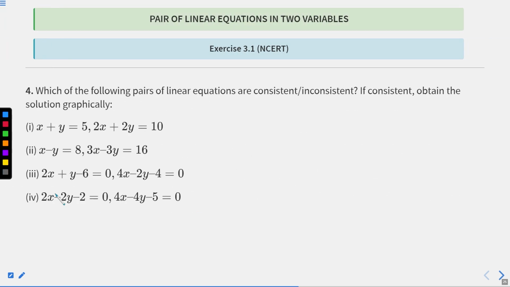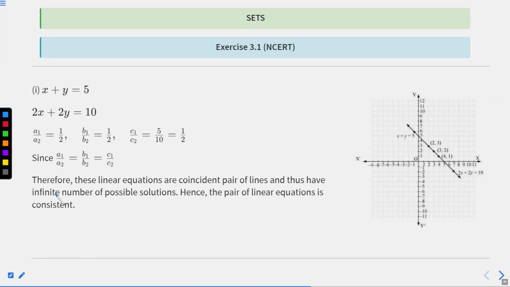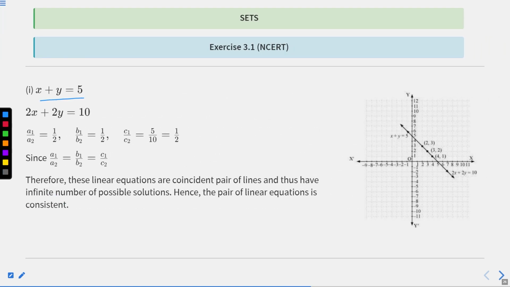In this question, we have to say which of the following pairs of equations are consistent or inconsistent. If consistent, obtain the solutions graphically. In number 1 we have x plus y equal to 5, and 2x plus 2y equal to 10.